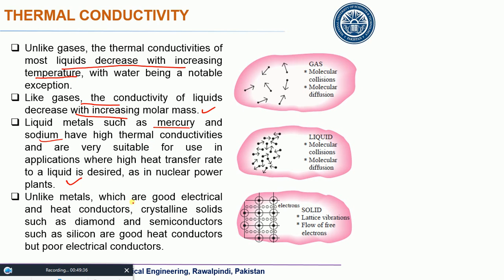Similarly, unlike metals which are good electrical and heat conductors, crystalline solids such as diamond and semiconductors such as silicon are good heat conductors but poor electrical conductors. So if you want to have an electrical insulation but you want to have a good heat conductor, what is the choice? Silicon, quartz or diamond.